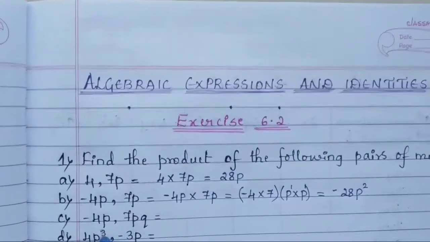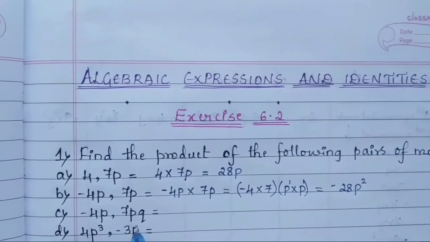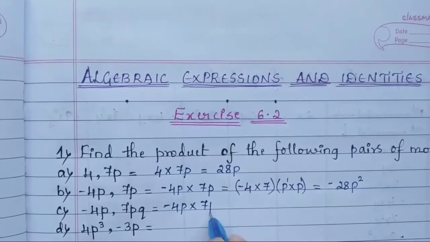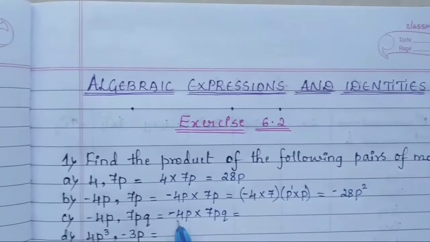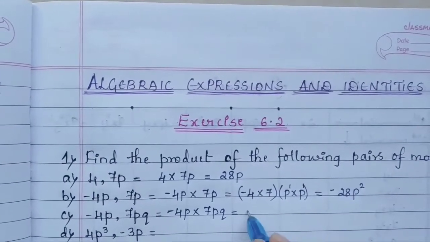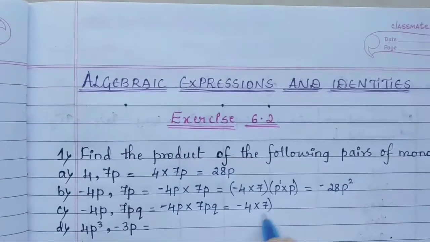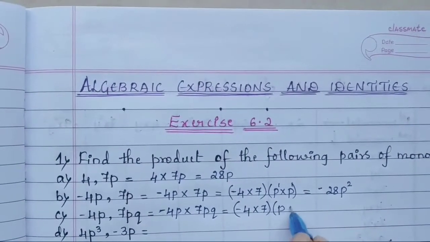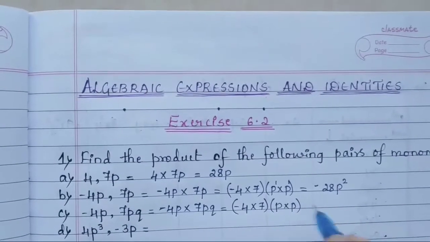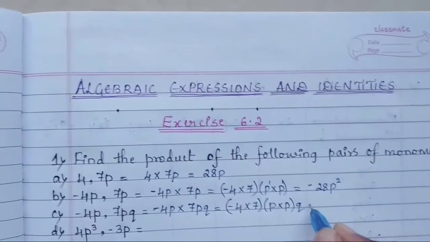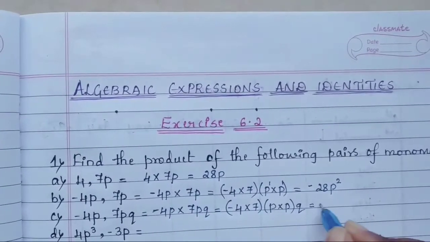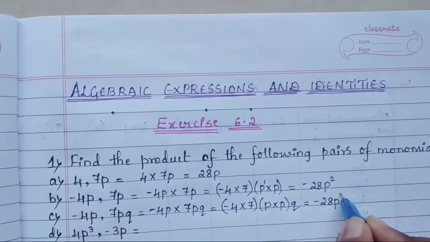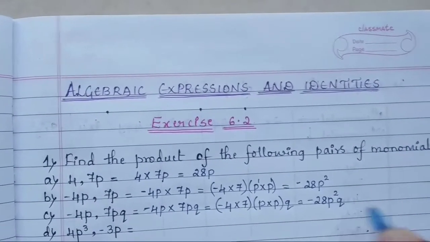Next comes minus 4p and 7pq. We will write minus 4p into 7pq. Here we have the numerical terms, that is minus 4 into 7, and the alphabets are p on both sides, so we will write p into p, and the remaining alphabet is q. So minus 4 into 7 is minus 28, and p into p again becomes p square, and this q will be as it is.